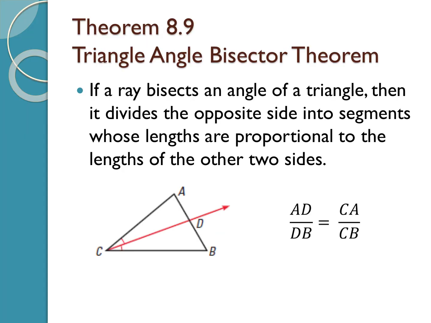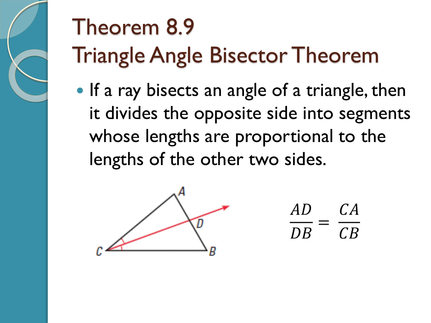The next one is Theorem 8.9. Again, don't memorize the number. It's called the triangle angle bisector theorem. And this one states that if a ray bisects an angle of a triangle, then it divides the opposite side into segments whose lengths are proportional to the lengths of the other 2 sides.